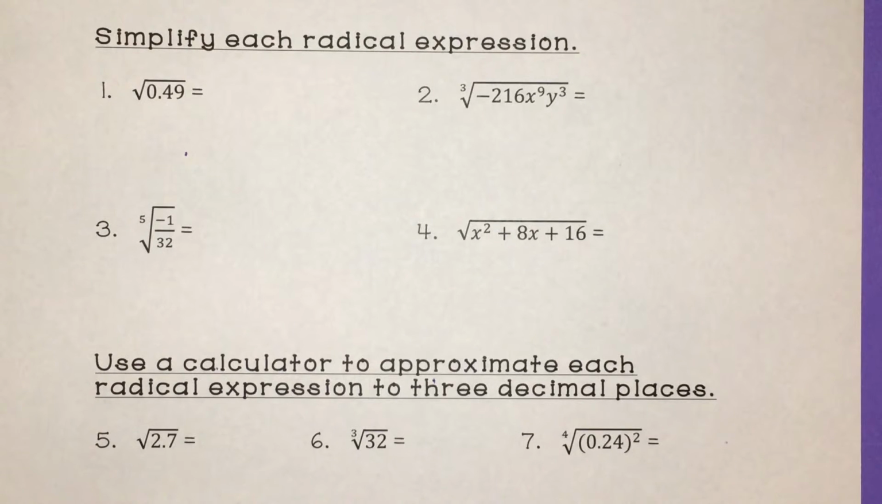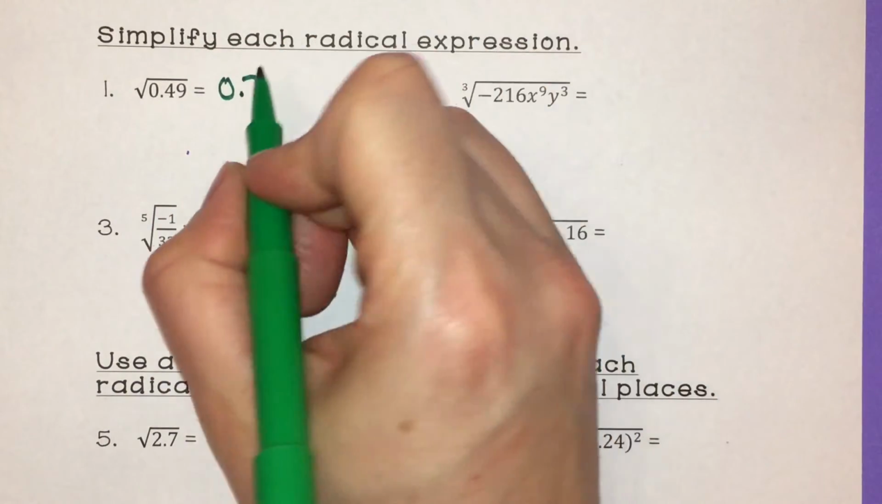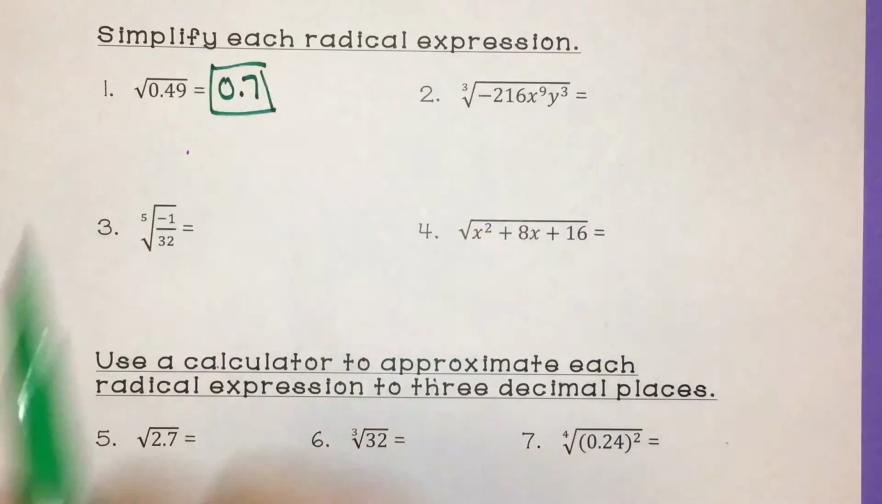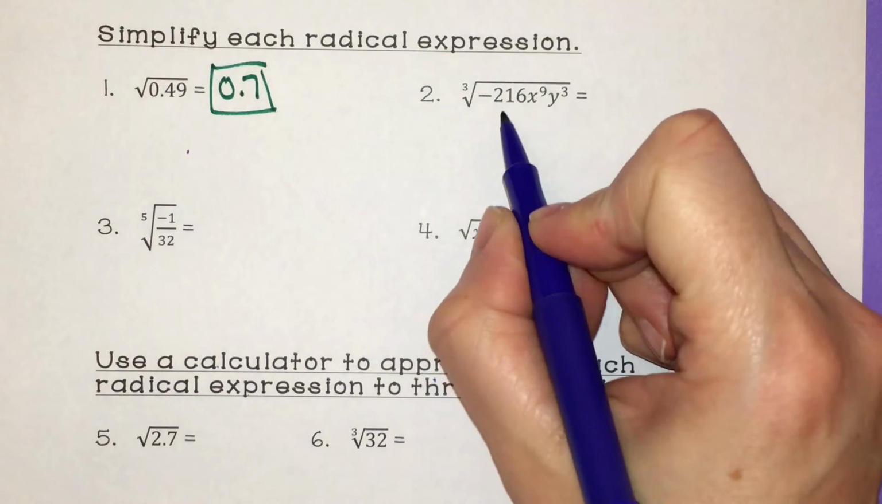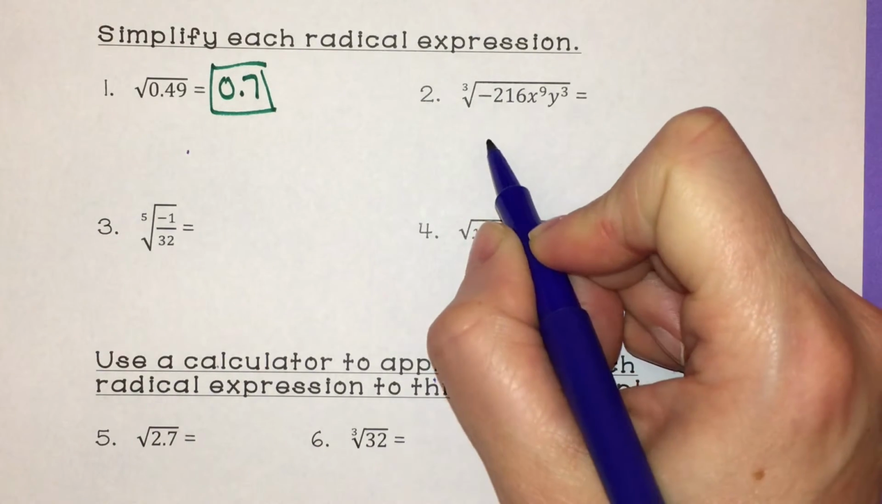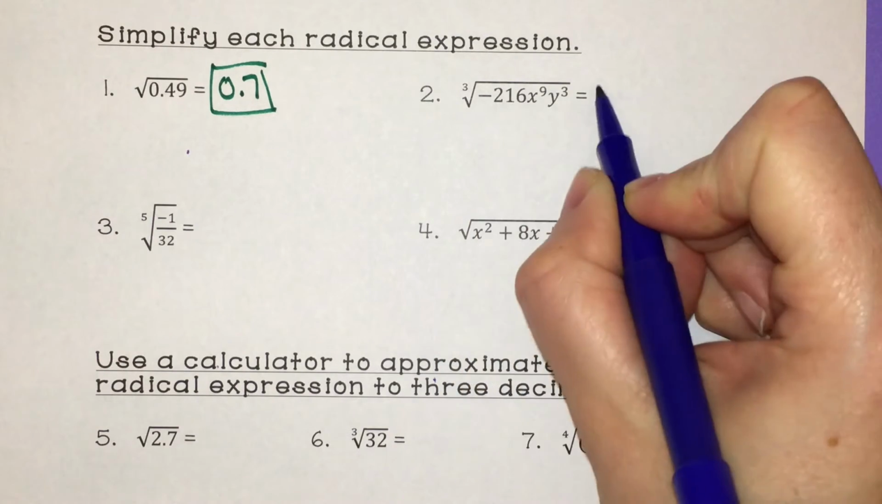All right, so here are some problems, 7 of them. Go ahead and go through, try them out on your own, then I'll go through the answers with you. All right, so the first one is equal to 0.7, because 0.7 times 0.7 is 0.49. The second one, all right, I know that negative 6 times itself 3 times is negative 216.